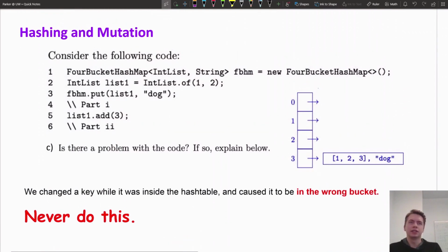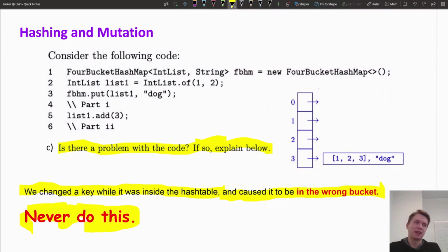And then finally, is there a problem with this code? If so, explain below. And we've seen that there is a problem, right? If we change a key while it's inside of the hash table, or a key is mutable, we would then cause it to be in the wrong bucket. And this would mess up all of our lookup and other hash table operations. So never do this. Mutating your keys once they're inserted into a hash table will result in disaster. The mutable keys were the issue here.